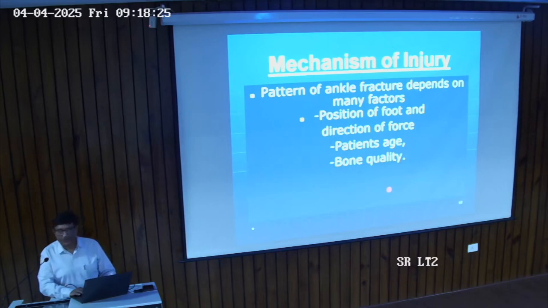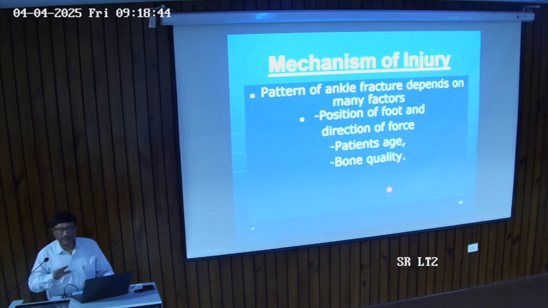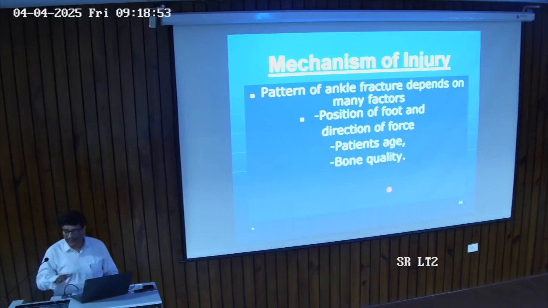What is the mechanism of the injury? The pattern of ankle fracture would depend upon many factors. First, in which position the foot is, whether it is dorsiflexed, whether it is plantar flexed, whether it is inverted or everted. A combination of these movements is called supination and pronation. So, supination movement is one where your ankle has some inversion and some plantar flexion, while pronation movement is one where it is slightly everted and dorsiflexed.